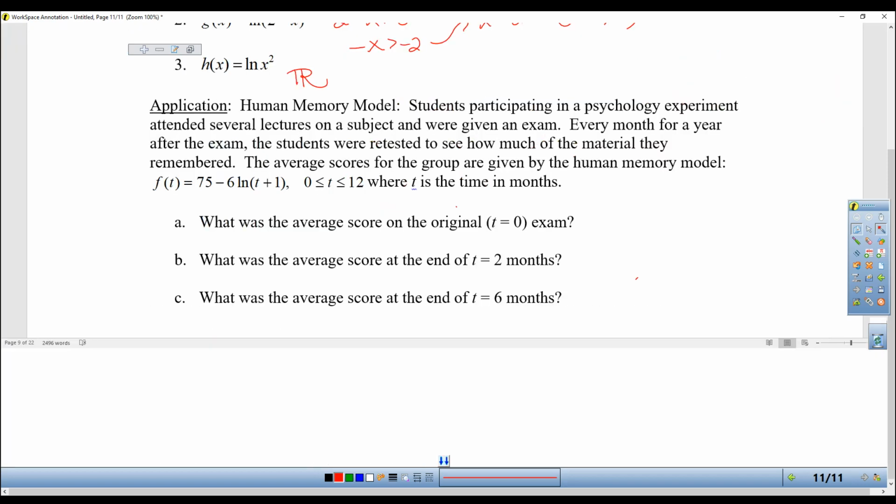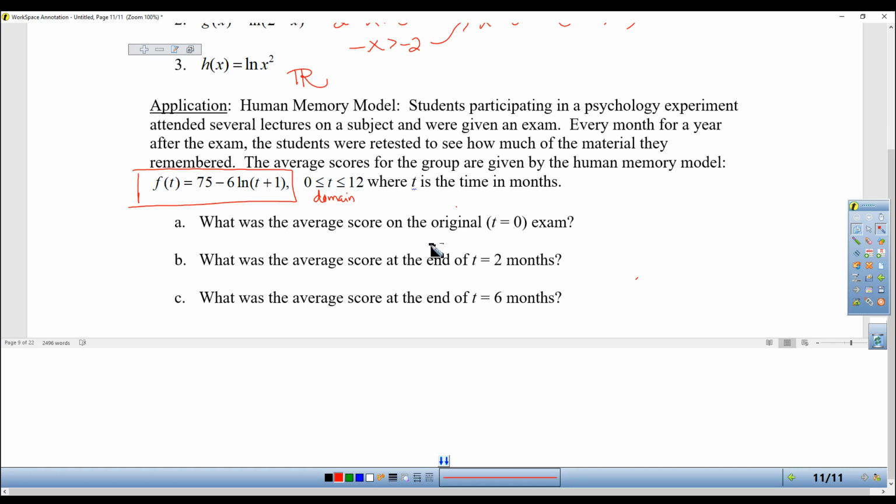The word problems in this section you're going to like. They're very straightforward. Even though it has a lot of words, the actual problem is pretty simple. Students participating in a psychology experiment attended several lectures on a subject and were given an exam. Every month for a year after the exam, the students were retested to see how much of the material they remembered. The average scores for the group are given by the human memory model f of t is equal to 75 minus 6 natural log of t plus 1. T is only good for 0 to 12. That's the domain. So in other words, they decided that this model only worked over the 1 year.